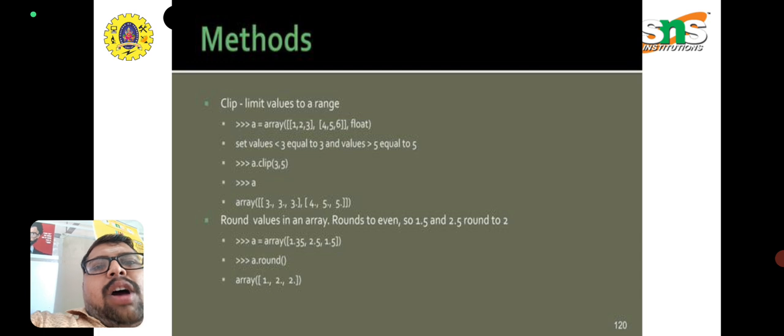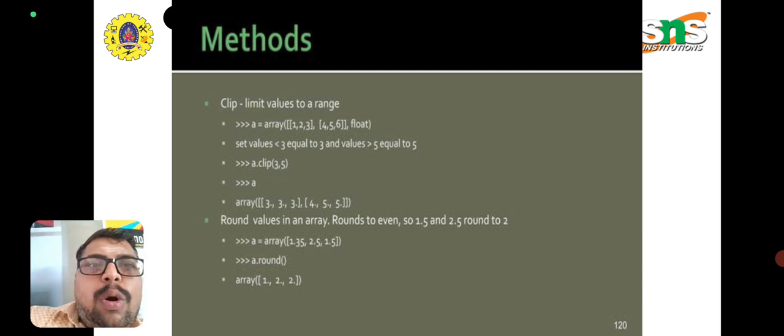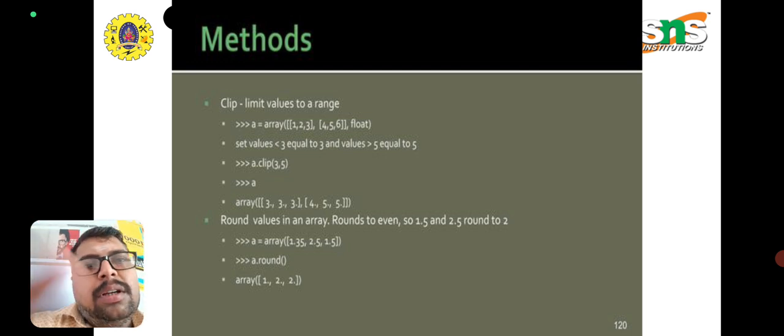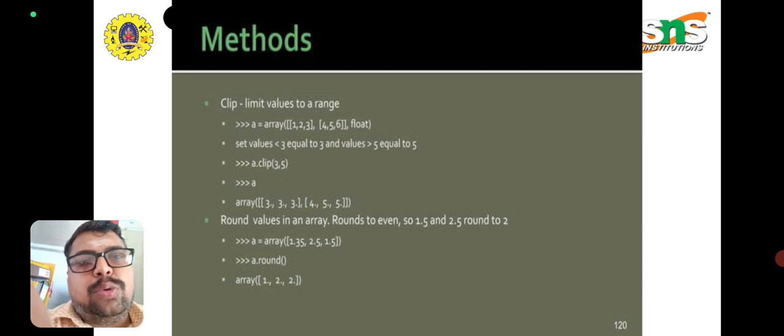See here, normally this array consists of 1, 2, 3, then 4, 5, 6 and a float value. Instead, we will be using the term clip 3, 5. So this 1, 2, 3 has been changed into 3, 3, 3, and 4, 5, 6 has been changed into 4, 5, 5. So this is what clip does, it limits the value to the range.